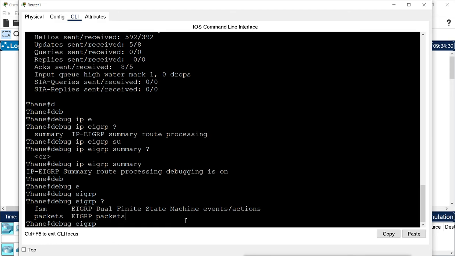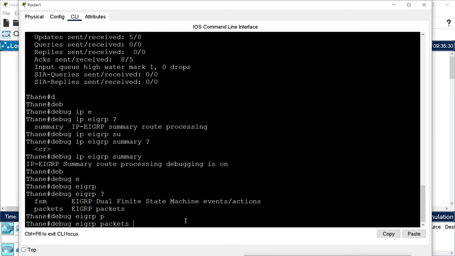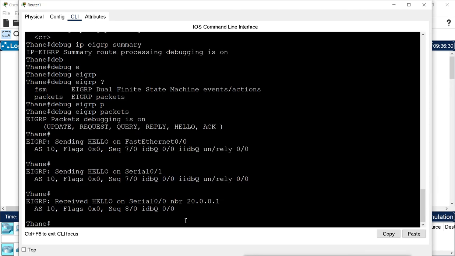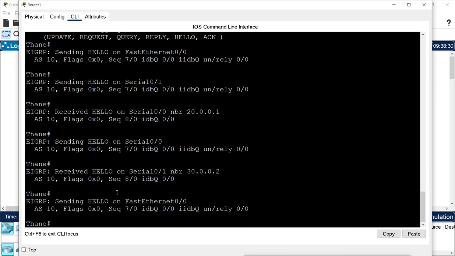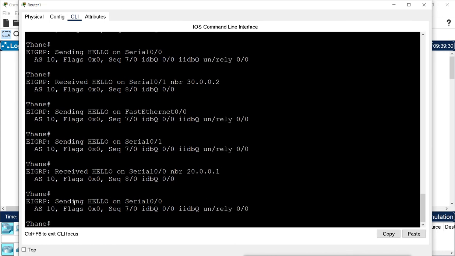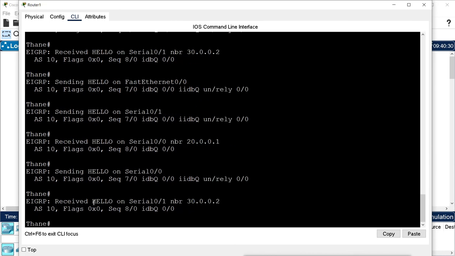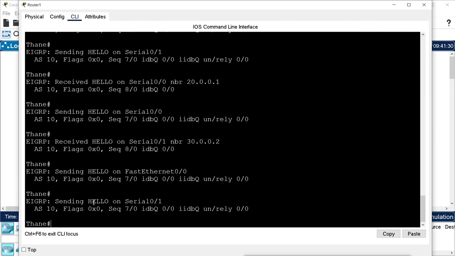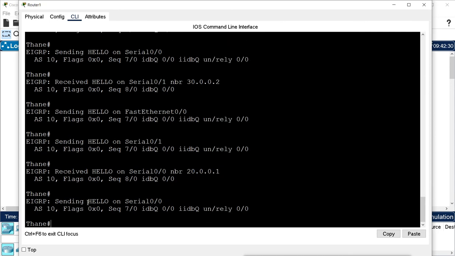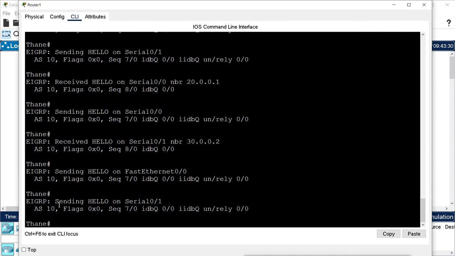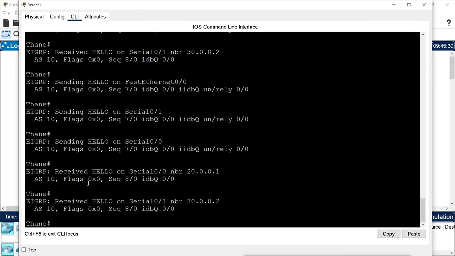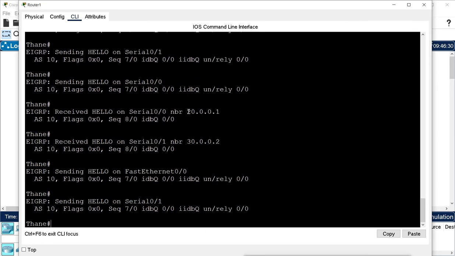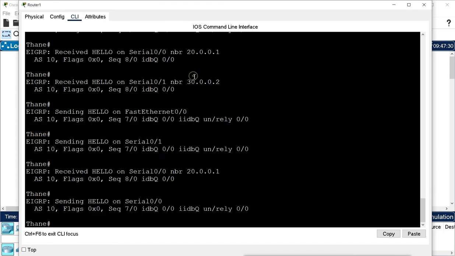Like, I will enable the packets. Now we can see the packets are coming and going. You can see the hello packets, those hello packets being sent and received. And then we can check where we are getting the hello packets and where we are not getting the hello packets. We are getting the hello packets from these routers, these neighbors.